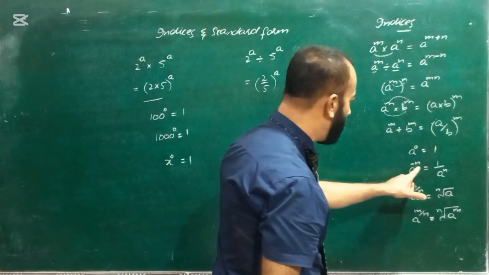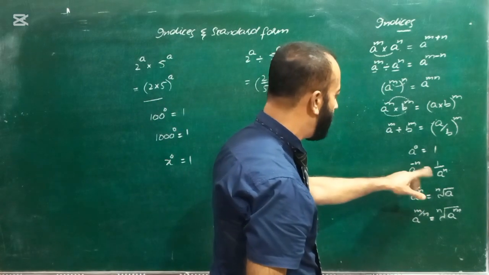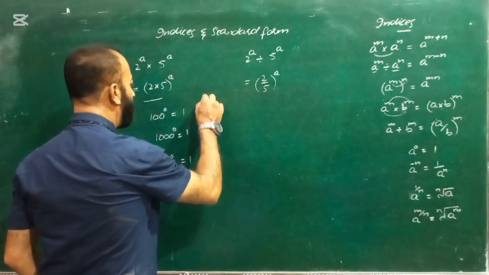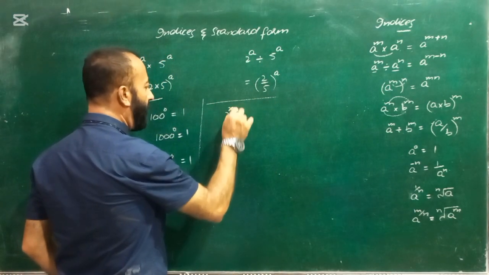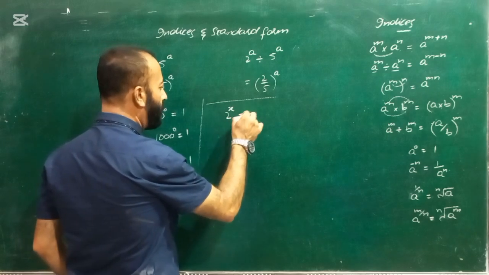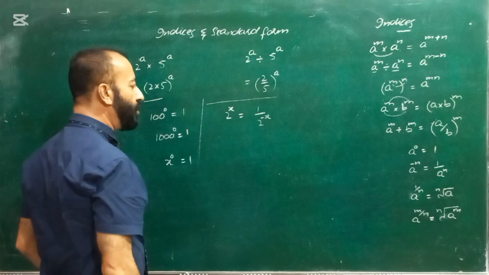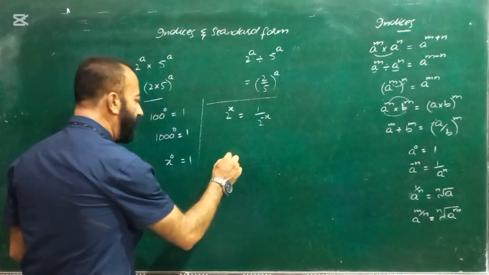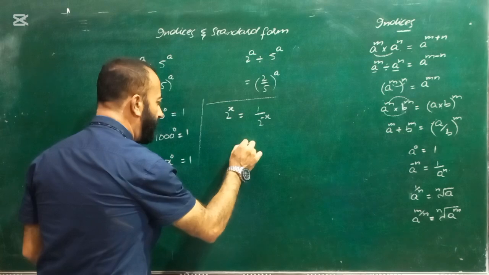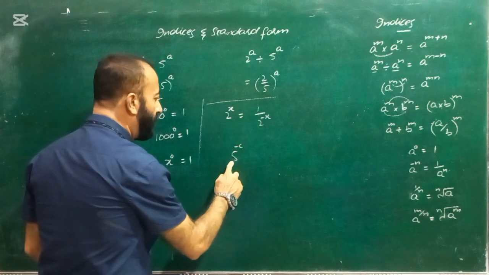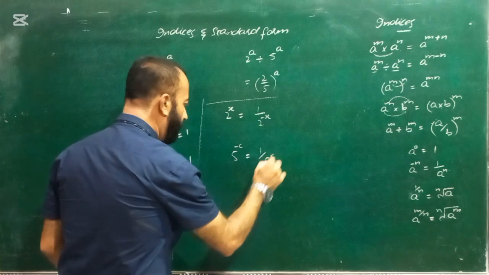The next rule is, if the value goes from numerator to denominator or from denominator to numerator, the power sign will be changed. So the example is here. If there is 2 raised to the power x, if it goes from numerator to denominator, the power sign will be changed. That is 1 over 2 raised to the power minus x. Likewise, if it is given that 5 raised to the power minus c, if it goes from numerator to denominator, the power sign will be changed.